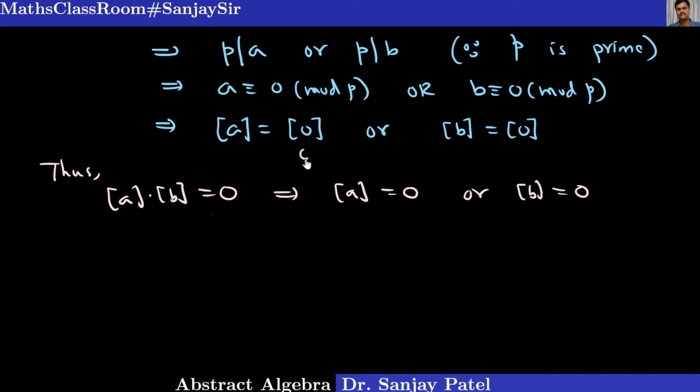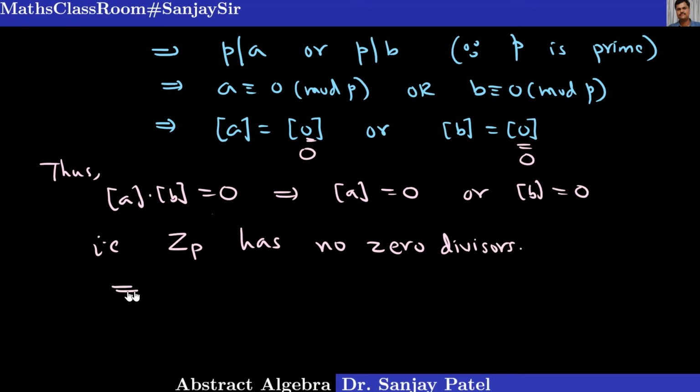Remember, this is the 0 element of the ring. So we can write like this. And this means Zp has no zero divisors. Therefore, the conclusion is that Zp, plus p, dot p, this ring, is an integral domain, because we already have that it is a commutative ring with unity.